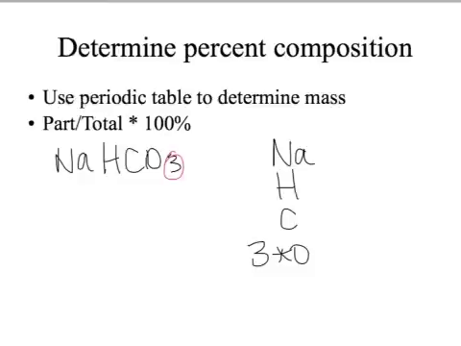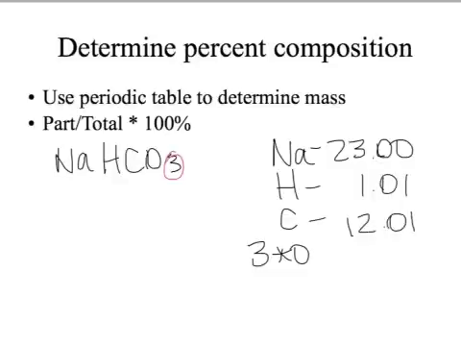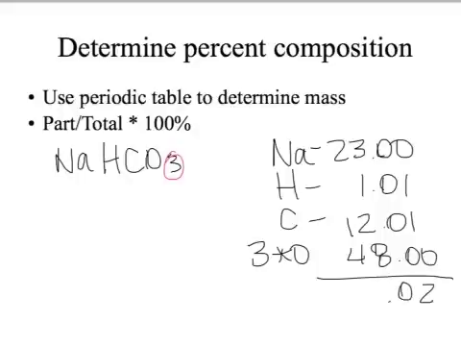Sodium has a mass of 23.00. Hydrogen has a mass of 1.01. Carbon has a mass of 12.01. And 3 oxygens have a mass of 48.00. When you add these together, 84.02 is your total mass.